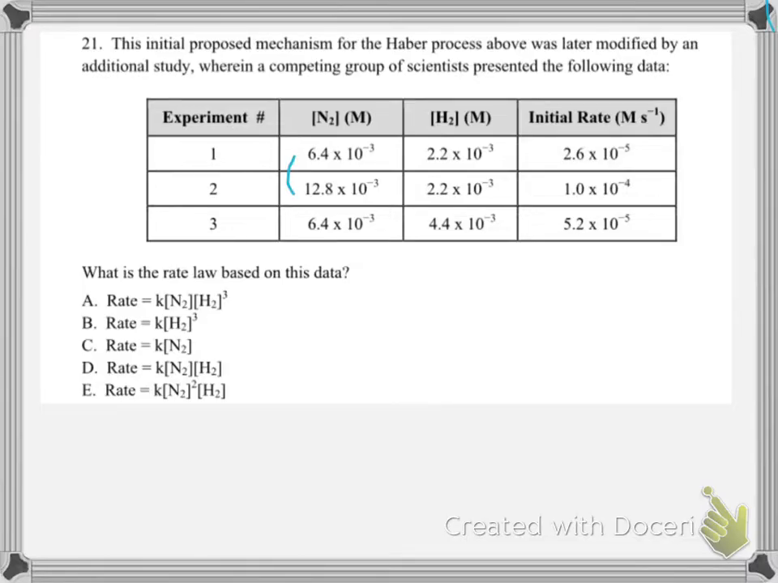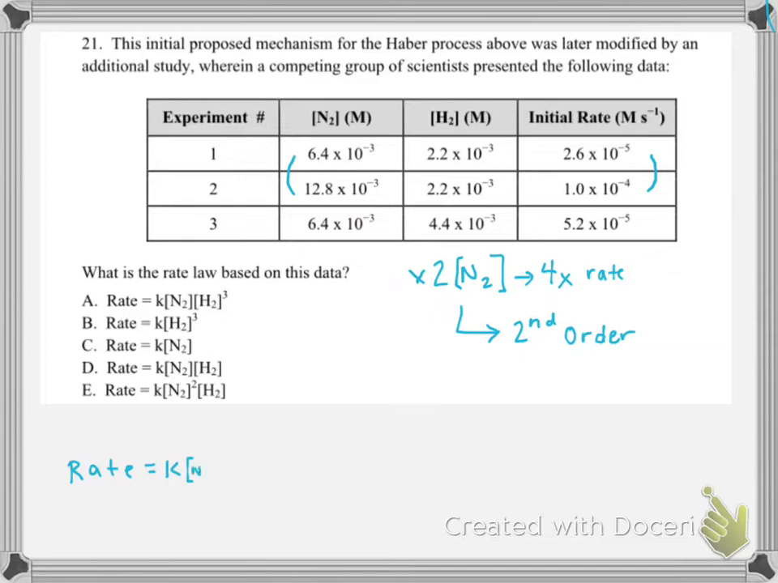So if we look from experiment 1 to experiment 2, we can see that we've doubled the amount of nitrogen. Hydrogen stays the same. And then we can look at how the rate changes. When we doubled the nitrogen, we see a quadrupling in the rate. And when that happens, that tells us that nitrogen is second order. Any change will see the square of its effect. So we know our rate is going to have some k times N2 squared.